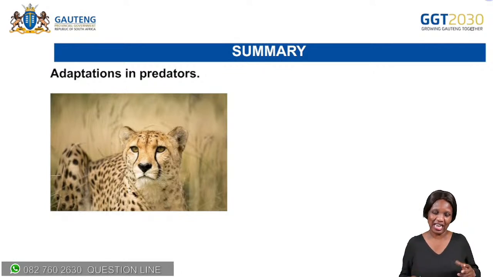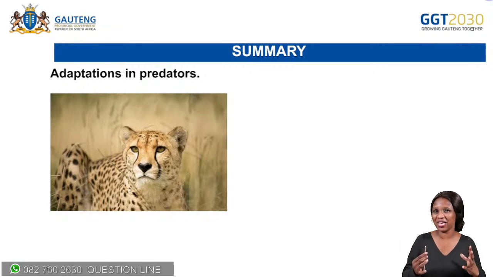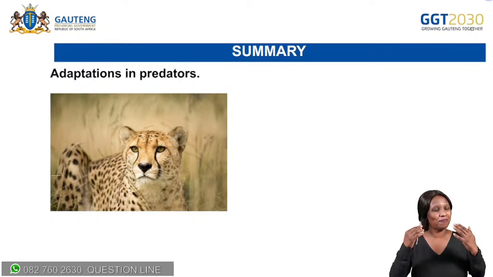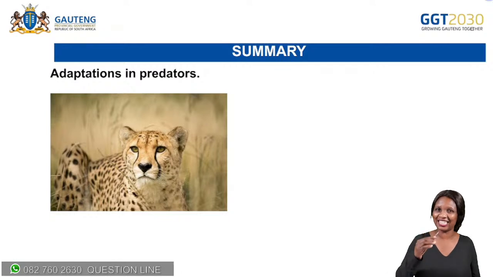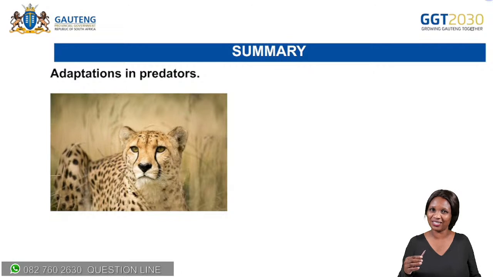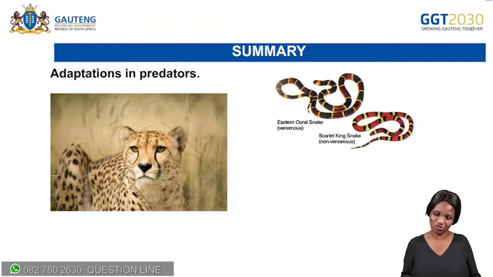Do you get it? It is a predator, therefore it has to blend into its environment, and then the prey won't notice it until it gets closer to its prey, so that it can what? So that it can hunt and kill animals. Do you get it? Good.